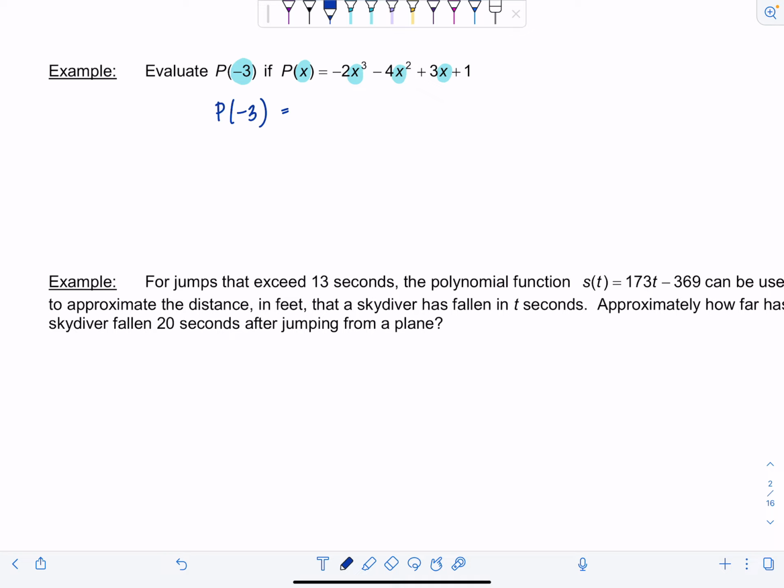Now listen, we have to put parentheses around this negative 3, okay? So we've got negative 2 times negative 3. Close it, and then you put the exponent outside. Don't put the exponent inside the parentheses. No, no, no.